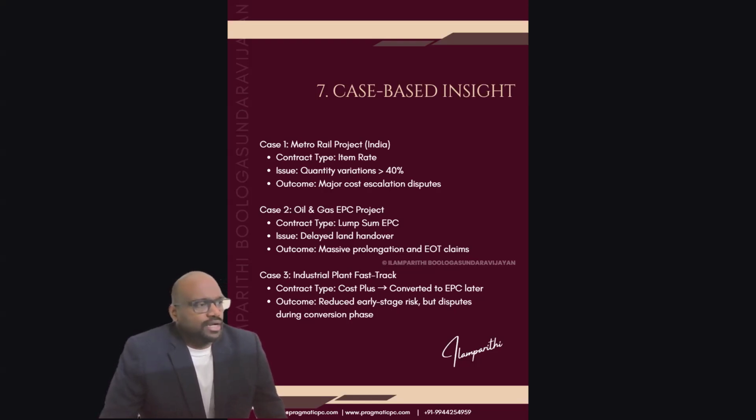Second is oil and gas disputes. They are usually lump sum EPC contracts. If there are delayed land handovers and delayed site access, that's going to end up in massive prolongation and EOT process. Industrial plant buildings and fast track projects usually go with cost plus, or when they get certainty, they may convert into EPC later.